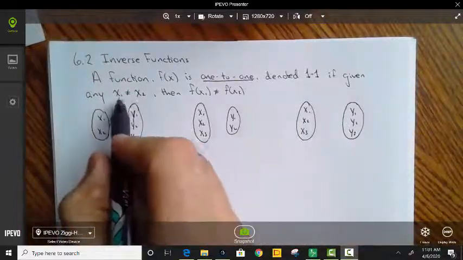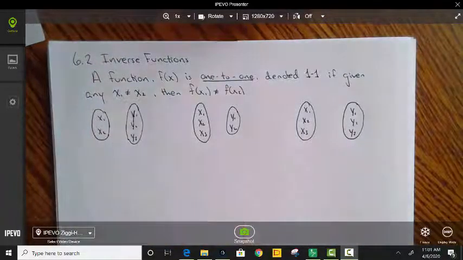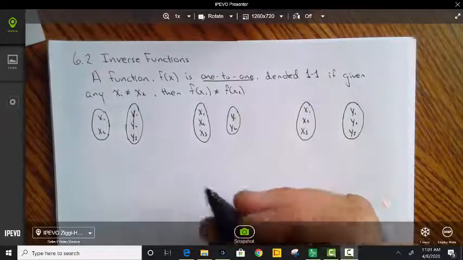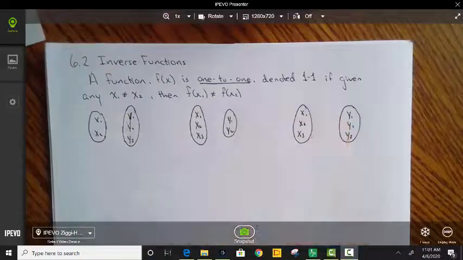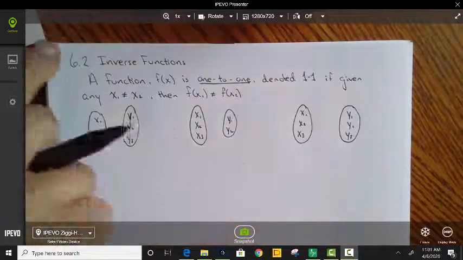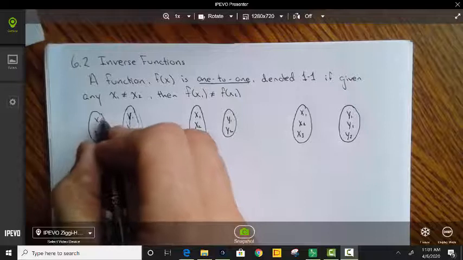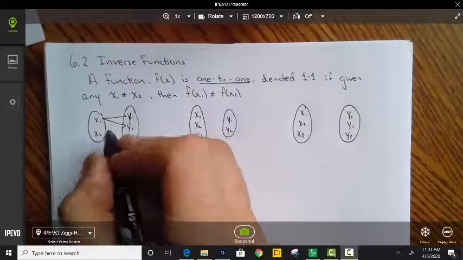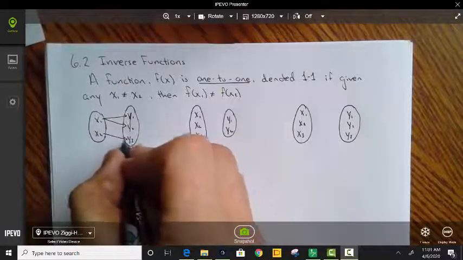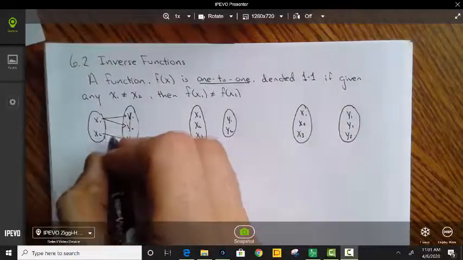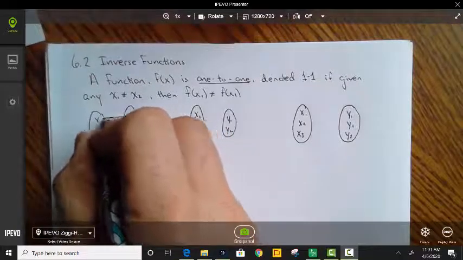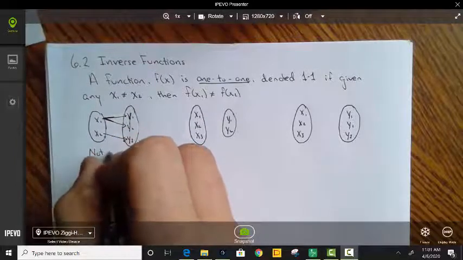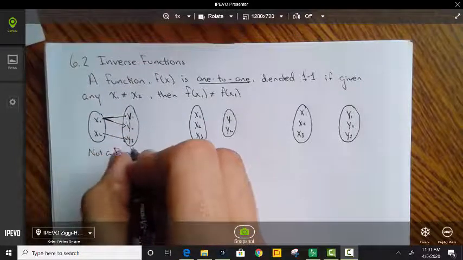If you were to give me any two x values that are not the same, then their corresponding y values are also not the same. I've got three different mappings here that I'm going to use to illustrate this. Let's say we have a relationship that takes x1 and sends it to y1 and y2, and then x2 gets sent to y3. Since this x value is being sent to two different y values, this does not meet the definition of a function.